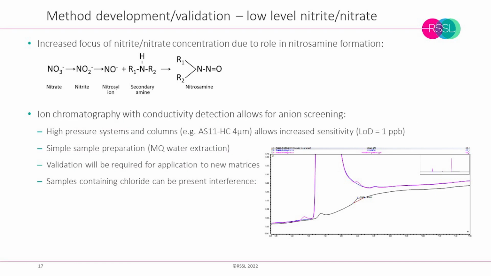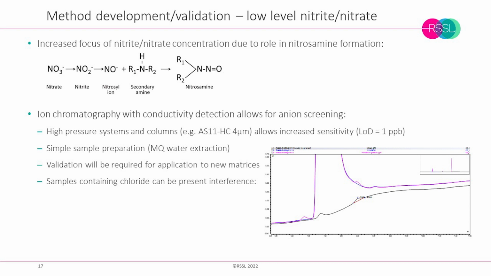In recent years, there has been an increased focus on analysis of low-level nitrite and nitrate in pharmaceutical APIs and excipients due to their mechanistic role in the formation of nitrosamines. Ion chromatography has long been used for anion screening, and new advances in column technology and high pressure systems mean that we are now able to see levels as low as 1 part per billion on column.